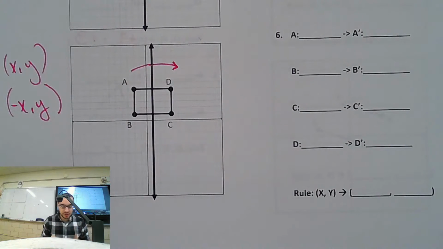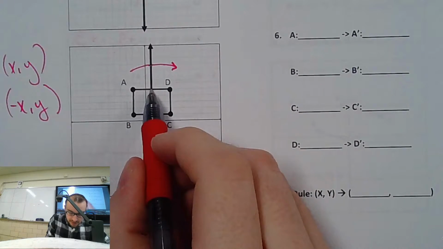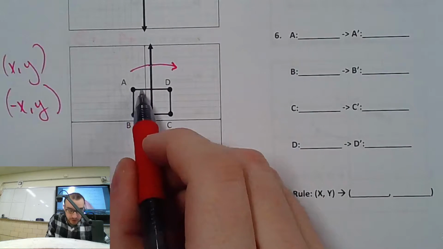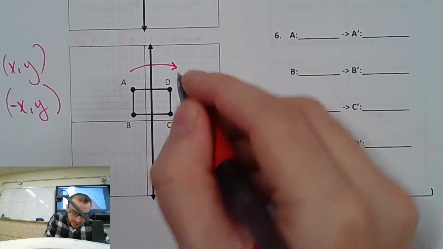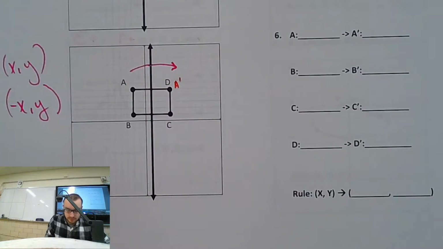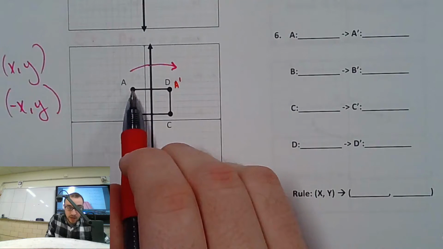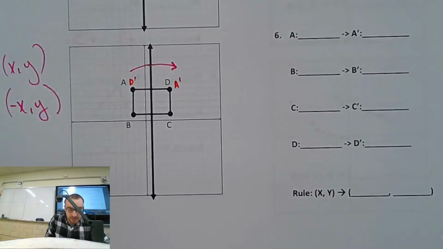So when we do this, let's eyeball it. When I flip A across here, what's the distance between A and this line of reflection? What's the distance between those? 3, right? So it's going to be 3 on the other side as well. So A prime is going to end up where D is. D is also 3 away from the axis. So it's going to end up 3 away on the other side, which just so happens to be the same spot as where A is.